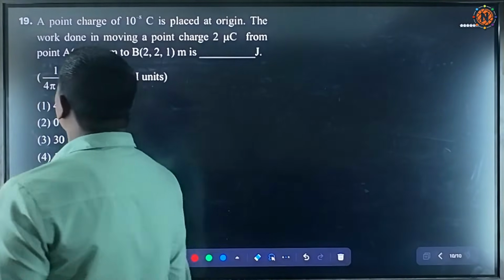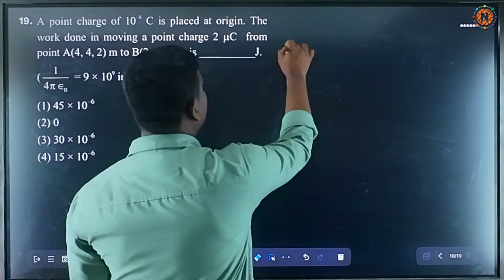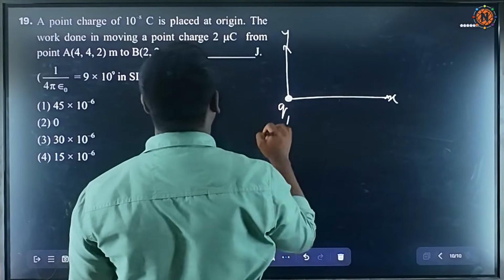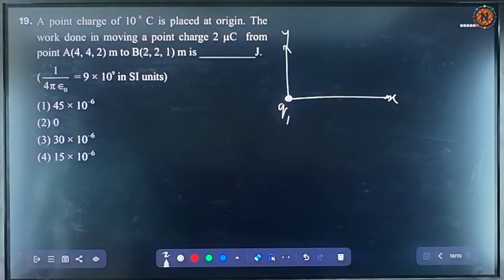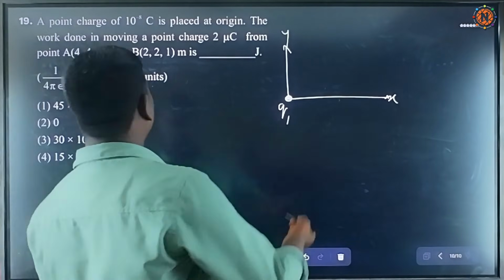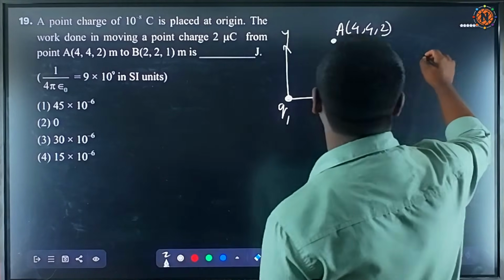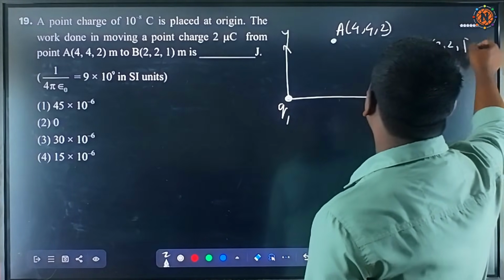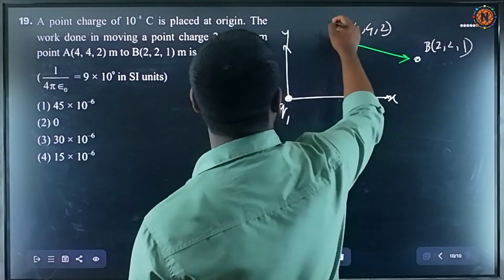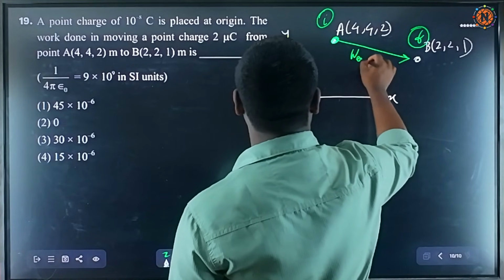A point charge is placed at the origin. Okay, let us consider this is the origin, x-axis, y-axis. A point charge, let it be Q1, is placed. Now, what is the work done in moving a charge of 2 microcoulomb from this point to this point? Let us consider this point is A, (4, 4, 2), and this point is B, (2, 2, 1). Okay, so we need to move a charge from here to here. This is the initial position, this is the final position, and we need to find the work done, that is, the work done by the external agent.